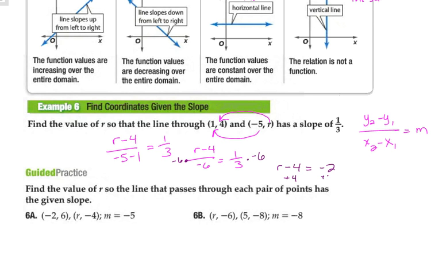Final step. I'm going to add that 4 over. So I know that if I put a 2 in for that y value and I found the slope of this, I would get a slope of 1/3. Okay, use the formula, plug in what you know to solve for what you don't. Go ahead and give that a shot for guided practice 6.